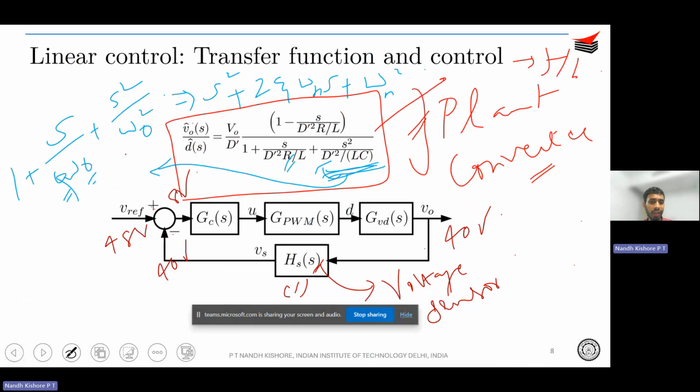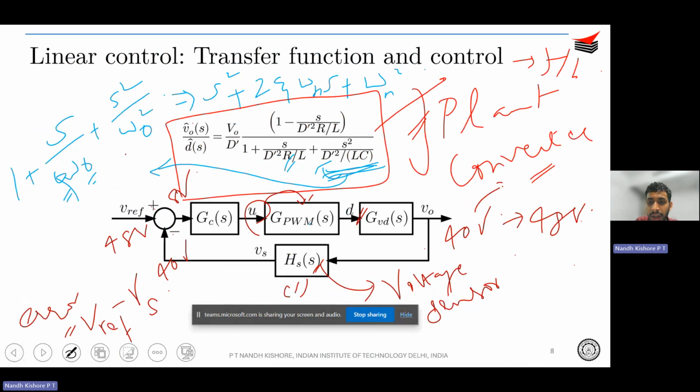So what it will do is it sees an error over here, right? The error is basically Vref minus Vs, correct? So it would see an error over here, and you have an 8 volt error. It is then fed to the controller or the compensator, and then it gives you some corrective action, which is then fed to the PWM, and based on that, the duty varies dynamically. So the duty varies so that the output reaches 48 volts from 40.